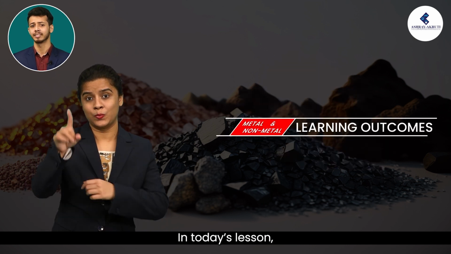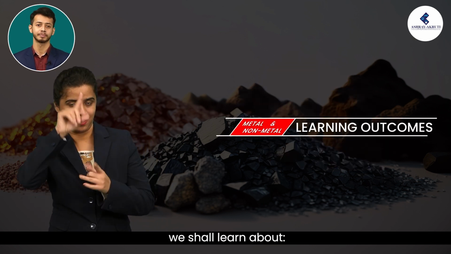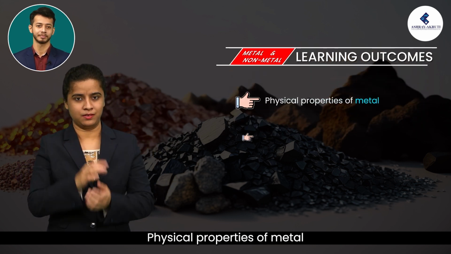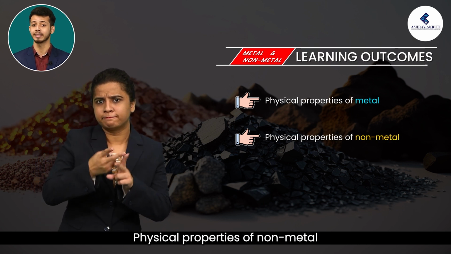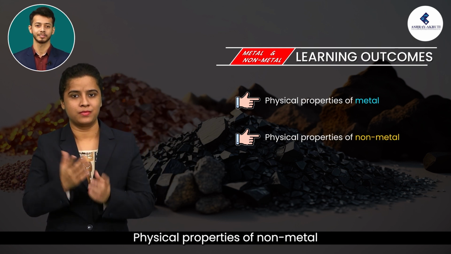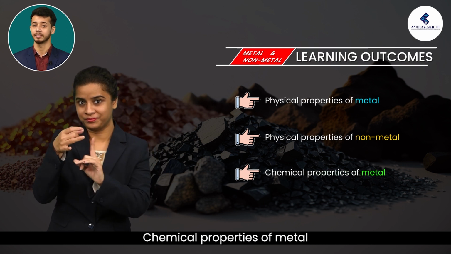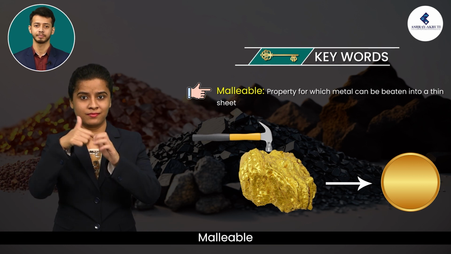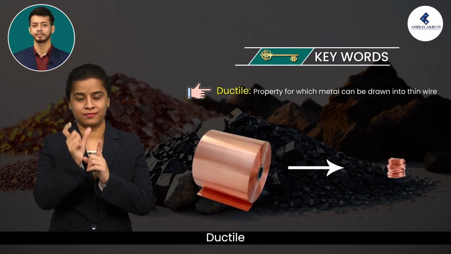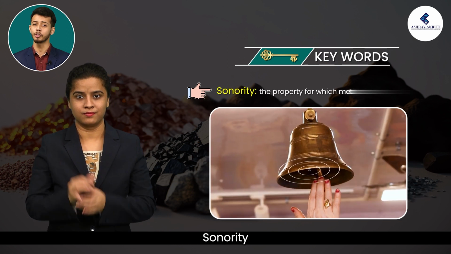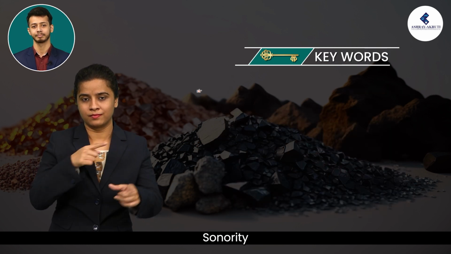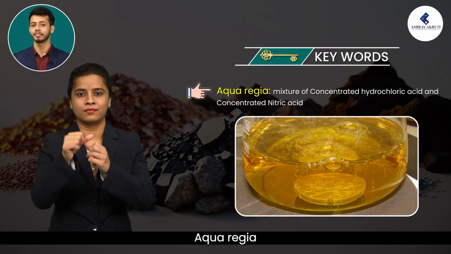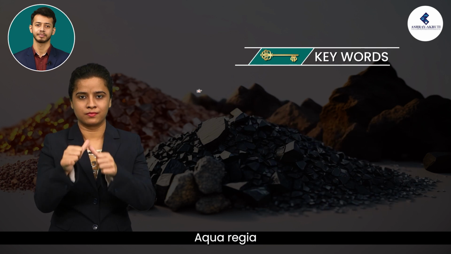In today's lesson, we shall learn about physical properties of metal, physical properties of non-metal, chemical properties of metal. Keywords are malleable, ductile, sonority, metalloid, aqua regia, ionic.